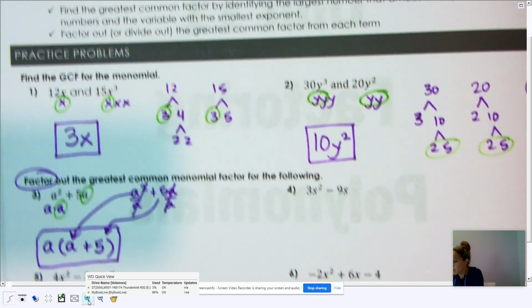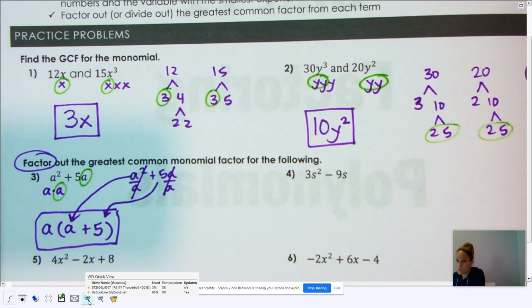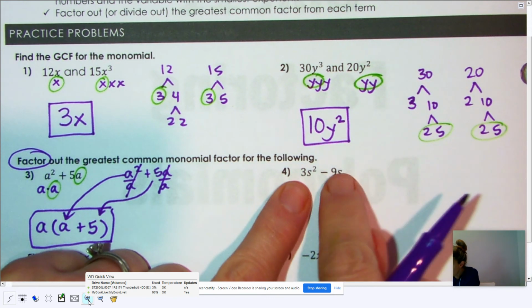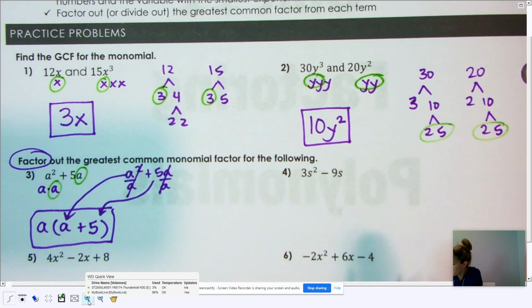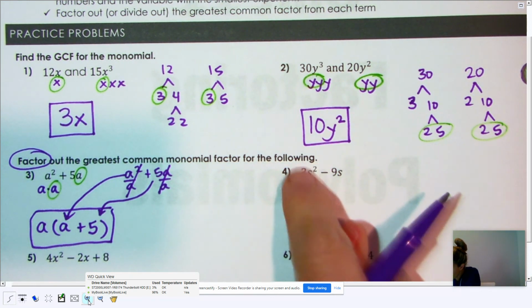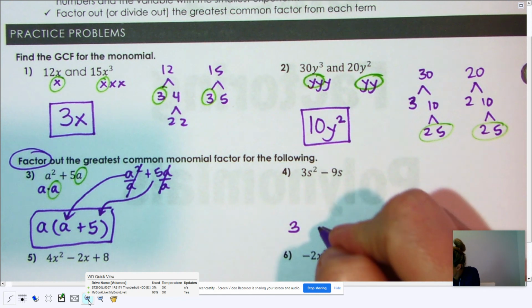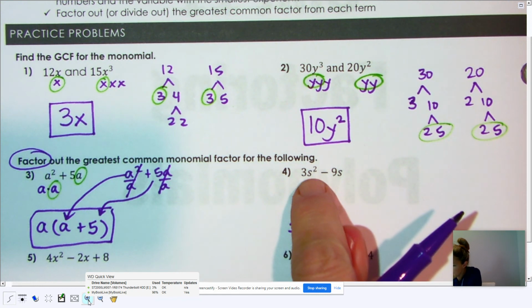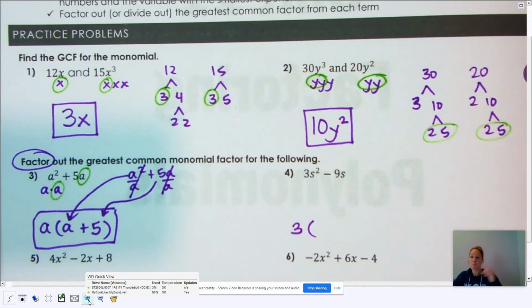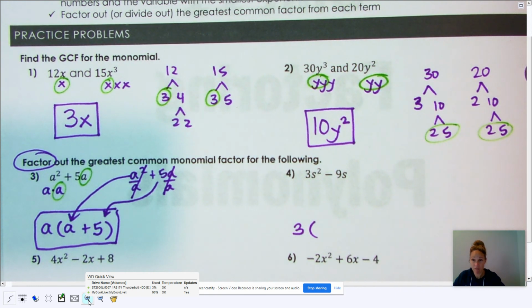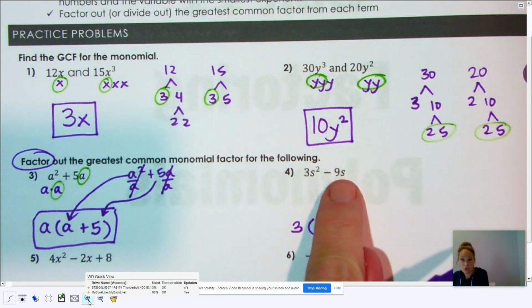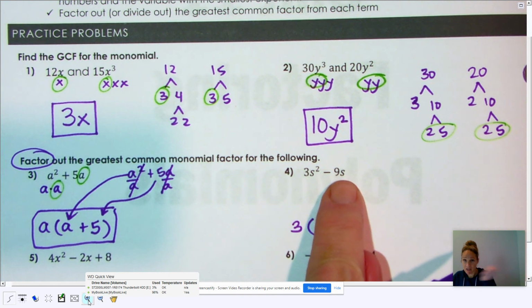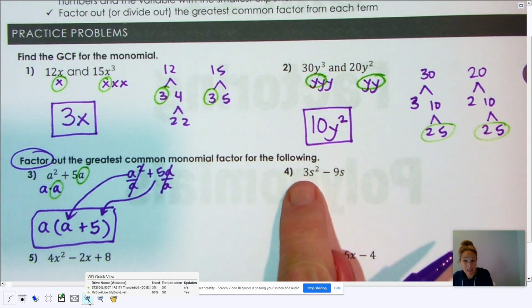So let's go ahead and look at problem number 4. Well, this one I would say, well, 3 and 9 both have a 3 in common, right? 3 can go into 3, 3 can go into 9. And then I'd say if there's 2 S's and 1 S, the most that they have in common would be one of them. Okay, because I can't pull 2 out if I only have 1, right? But I have at least 1 in each of those terms.